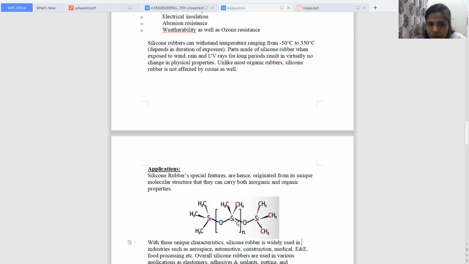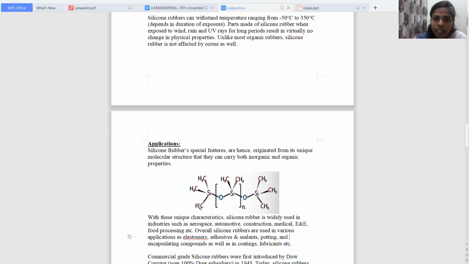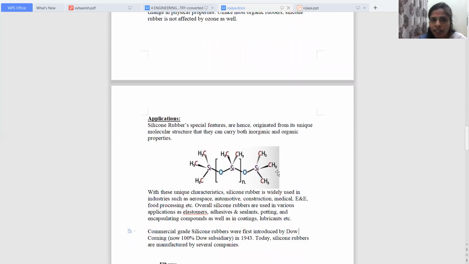Silicone rubber's special features originate from its unique molecular structure, which carries both inorganic and organic properties, because it has organic elements as well as inorganic elements. Because of that, it has blended characteristics, both organic and inorganic. With these unique characteristics, this is our structure of silicone rubber.